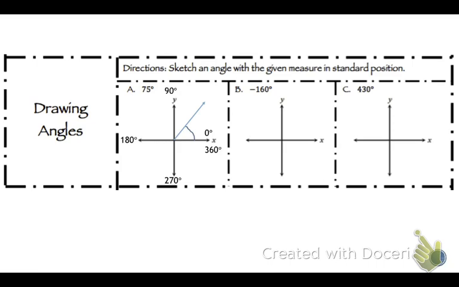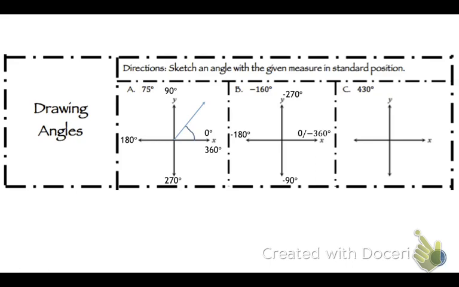Now it's asking us to draw negative 160 degrees. So instead of going counterclockwise, I'm going to go clockwise. Again, I'm going to start at 0 degrees, but then go clockwise. I'm going to go down 90 degrees, that's negative 90 right there. Go another, that's negative 180. Go another 90 degrees, negative 270. Go another, that's negative 360.